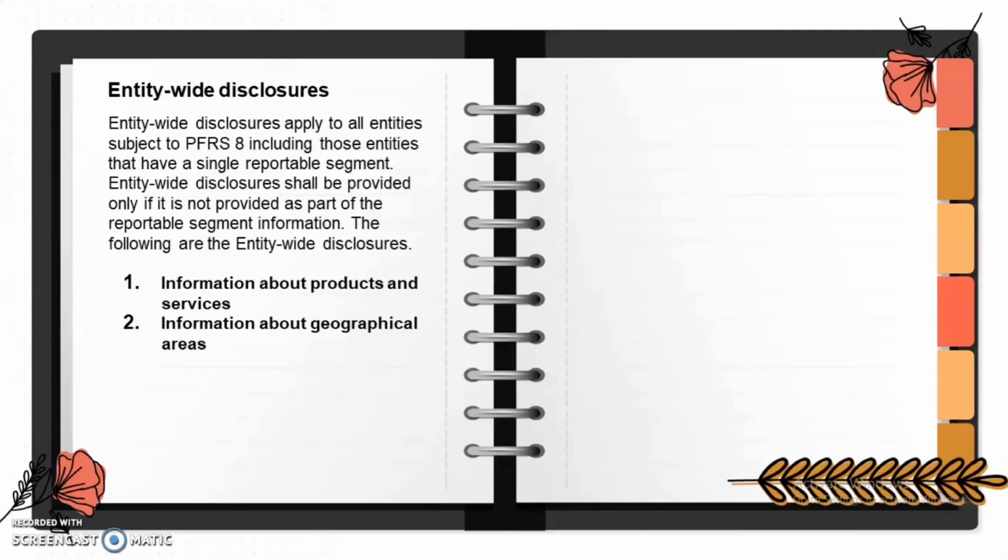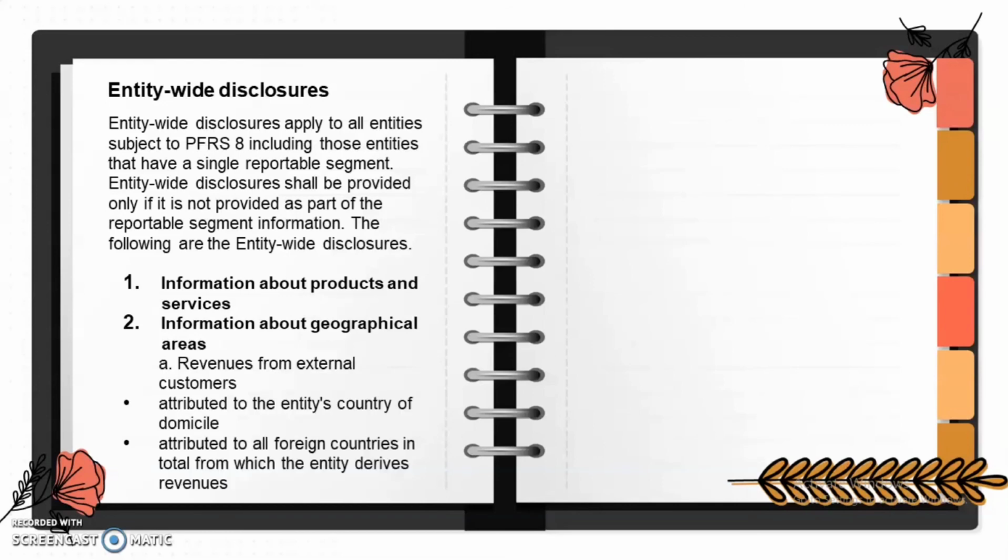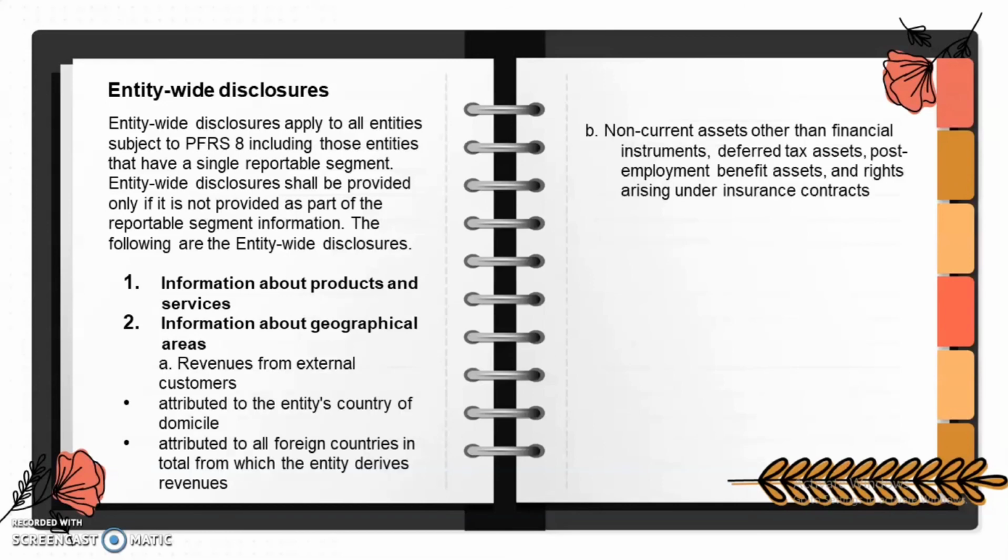Second is the information about geographical areas. Yes, we know what geographical means, right? Here, when the revenues from external customers attributed to an individual foreign country are material, those shall be disclosed separately. Then the non-current assets other than financial instruments, deferred tax assets, post-employment benefit assets, and rights arising under insurance contracts. Here, when the assets of an individual foreign country are material, those assets shall be disclosed separately.